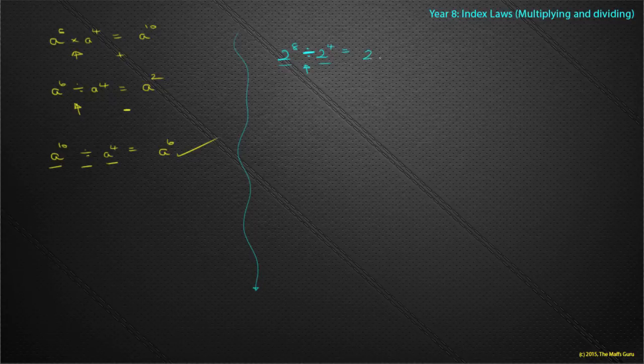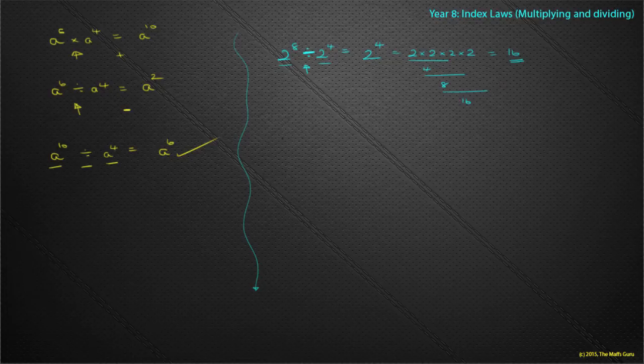So I'm going to write the same big number, because the big numbers stay the same, but in this case 8 take away 4 is 4. And if I wanted to, it might ask me to evaluate that. Then I would just do 2 times 2 times 2 times 2. Remember, that is 4, then times it by 2 is 8, times it by 2 again is 16, and lo and behold, my answer for 2 to the 8 divided by 2 to the 4 is 16.